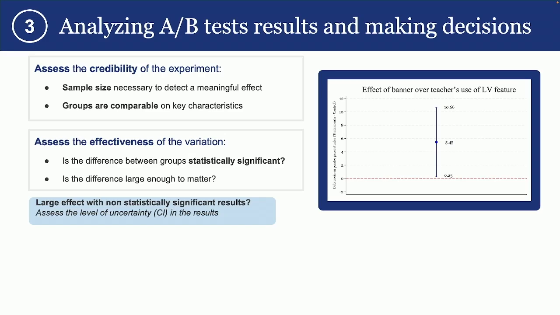And if you're in the world where you have a large effect that's not statistically significant, then you have something that's potentially very effective but not as credible. Here you're in the world where you have to try and be pragmatic, and maybe you run the test again, or maybe you just use your best judgment based on what you've got.